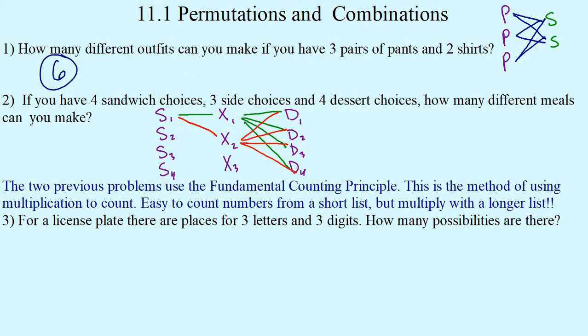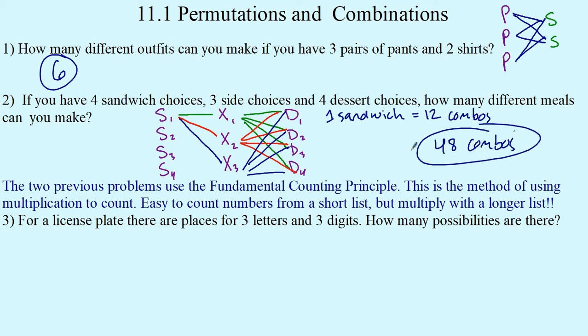All right, and then I can continue. And then the first sandwich, third side, gets me 4 different desserts. So with just one sandwich, I can get 12 combos. So if I just replace that sandwich with each one of these, well, that just gets me 4 different sandwiches, gets me 48 combos. So how many different meals can you make? 48.